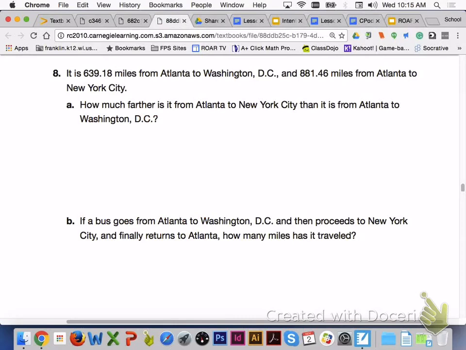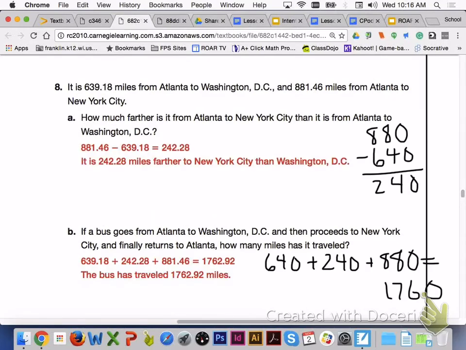Turn to page 265. Please answer number 8, letters A and B with your group members. For number 8, letter A, my estimated difference is 240. My actual difference is 242 and 28 hundredths. So it is 242 and 28 hundredths miles farther to New York City than Washington, D.C.